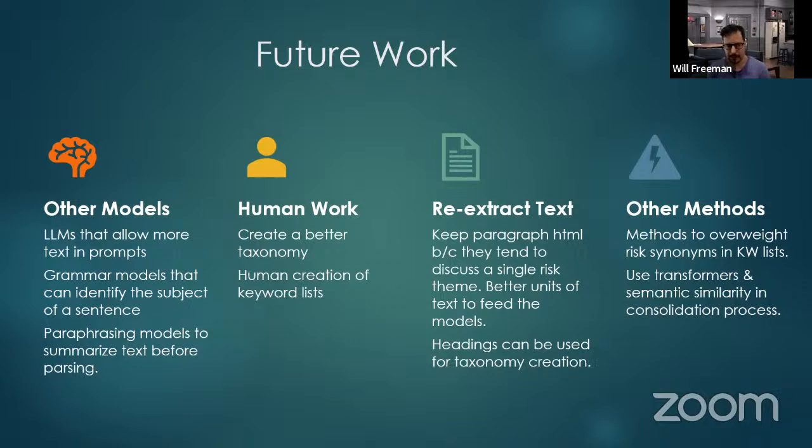I wanted to look at using grammar models. There are models that can kind of separate the subject of a sentence from the object of a sentence, or the subject of a paragraph from the object of a paragraph, and that would be very helpful. There's also kind of BERT related models that will paraphrase things, and lowering the total amount of text by summarizing it might have solved a lot of problems. There's definitely a lot of human work that could have been involved, mostly around creating a better set of categories that risks can fall into, and then also working on those keyword lists.